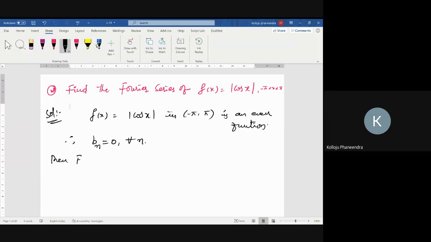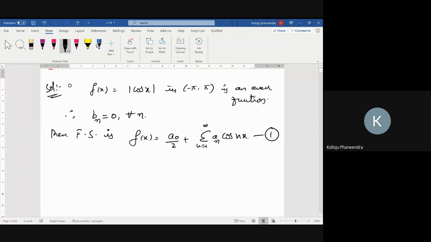Then the Fourier series becomes f of x equal to a naught by 2 plus summation n equal to 1 to infinity an cos nx. This is the Fourier series of an even function. For an even function, clearly the coefficient bn is 0. For an odd function, a naught and an are 0. Only bn is not 0.